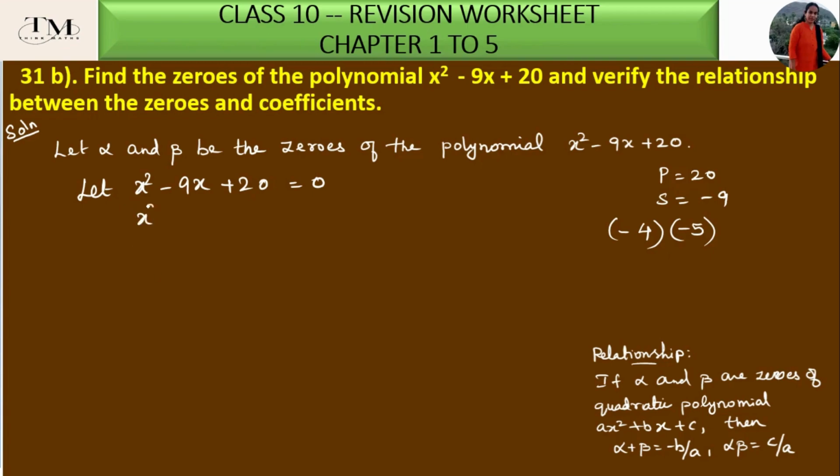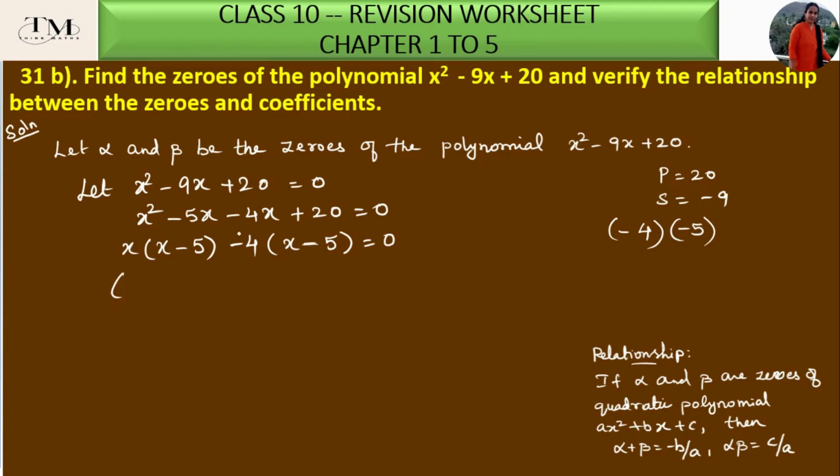So let us write it as x square minus 5x minus 4x. Instead of minus 9x, we can write minus 5x minus 4x plus 20 equal to 0. So take x outside, you will get x minus 5. Take minus 4 outside and you will get x minus 5. As we took the minus sign outside, here we need plus. So minus into minus is plus. So put the negative sign here.